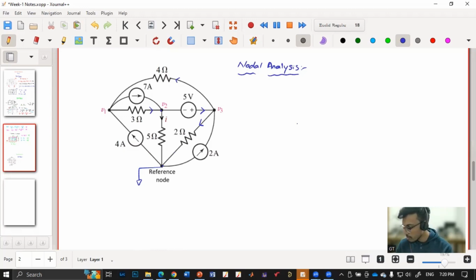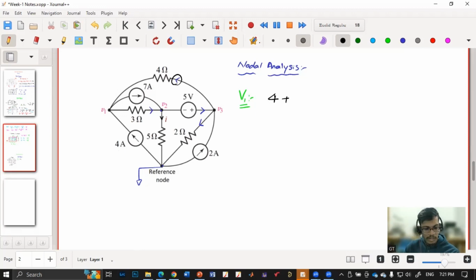So at node 1, which is V1, let me write V1. The current entering is the current leaving, right? What are the currents that are entering? This is one current entering, and this is another current entering. So 4 amperes plus the current entering from V3 to V1. V3 is at a higher potential compared to V1. So what is the value of that current? V1 minus V3 by 4.